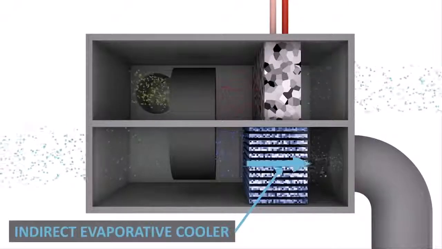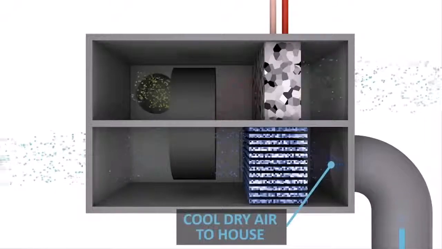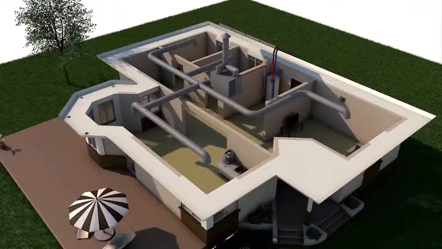An indirect evaporative cooler creates a stream of cool, dry air. This cool, dry air is then fed into the home in order to cool down the rooms.